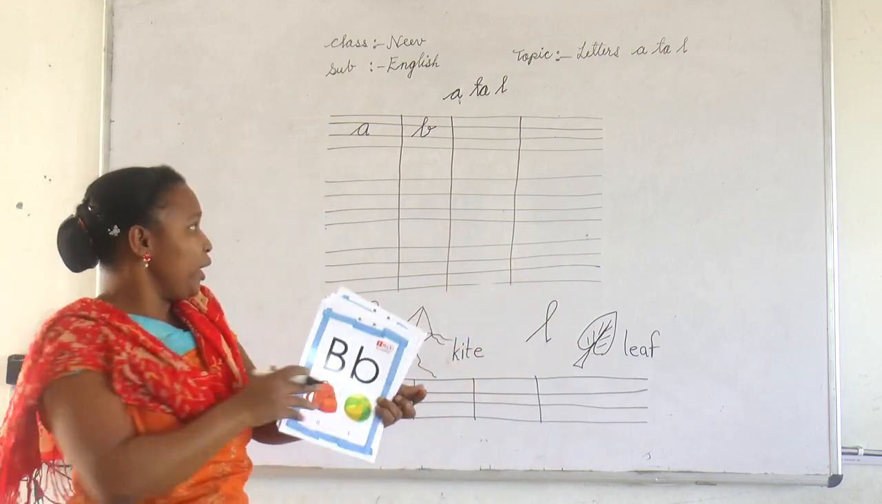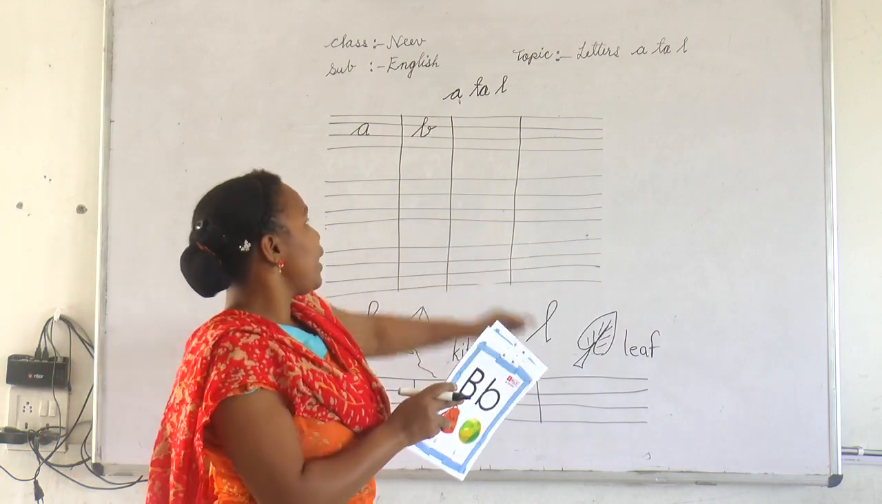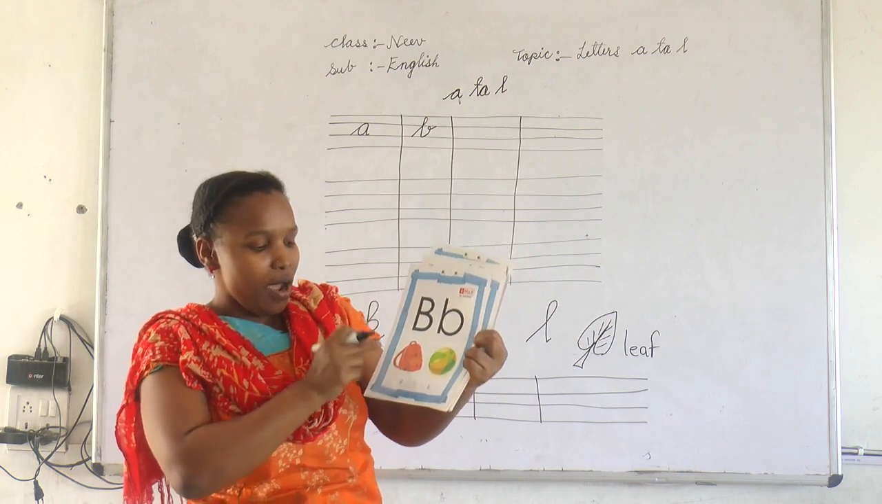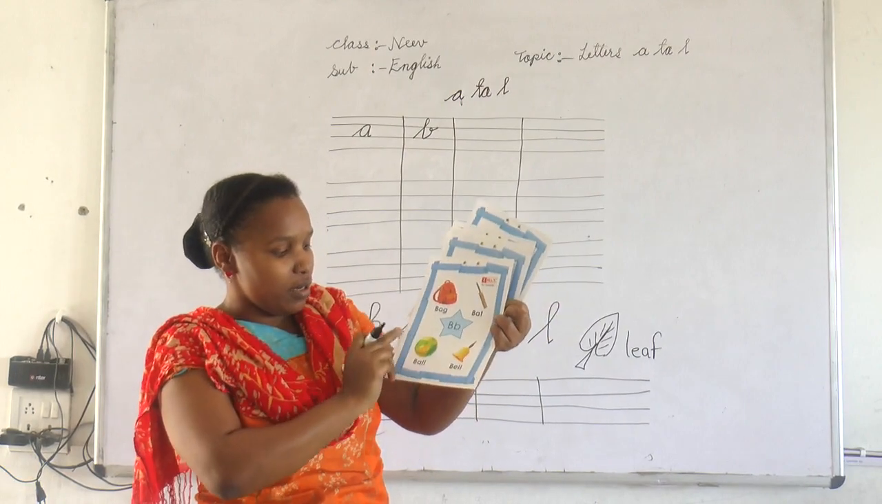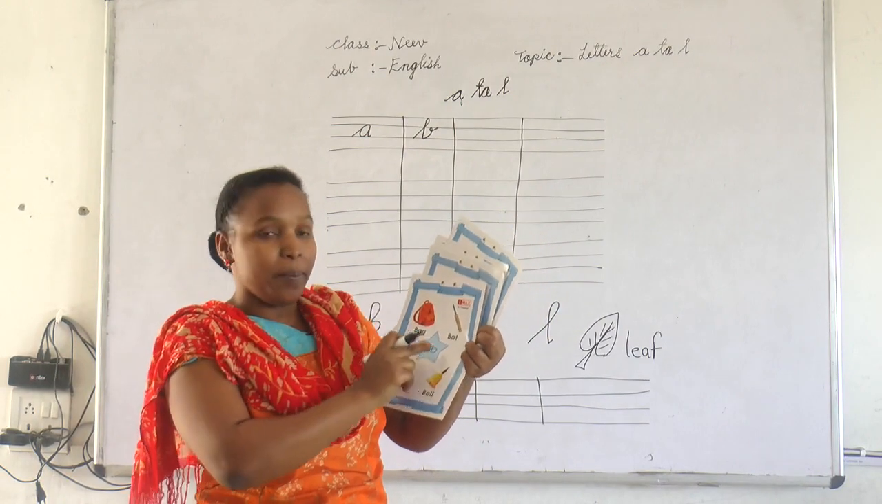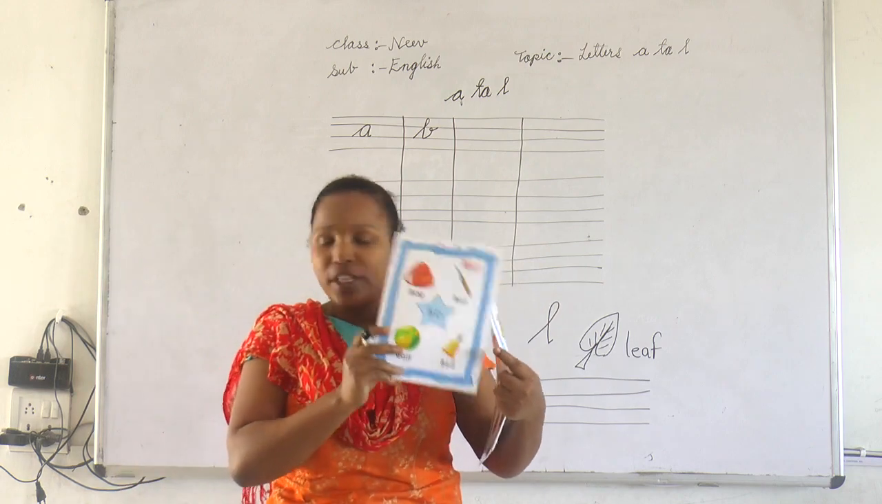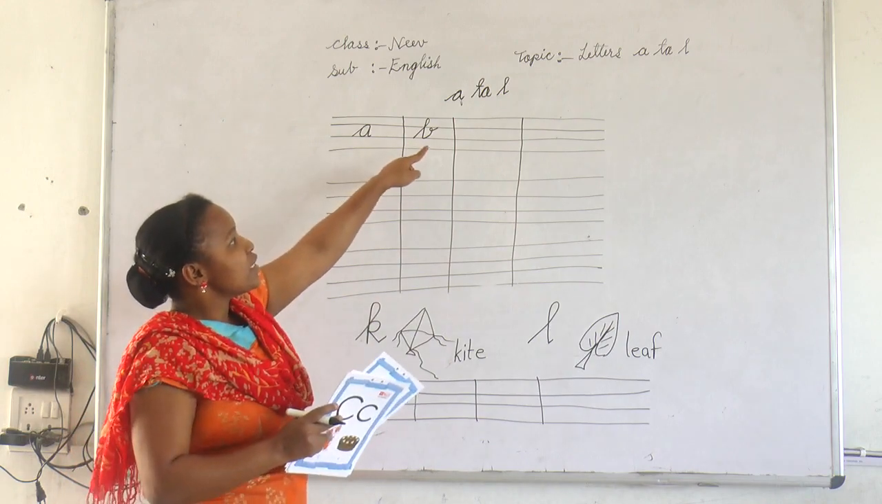Okay, next B. This is capital B, this is small b, and this is small cursive b. Okay, B, bag, B, ball, B, bell, B, bat. Okay, these are the words which start with letter B. Okay, next after B, C will come.